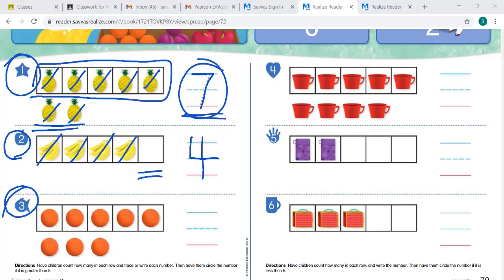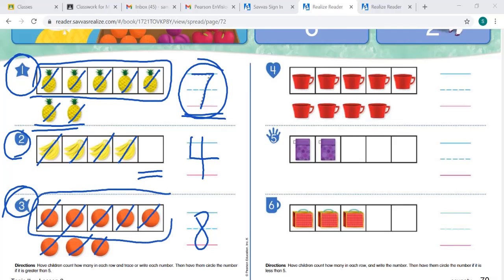Let's look at number 3. Let's count them. 1, 2, 3, 4, 5, 6, 7, 8. Let's write down 8. Is 8 greater or less than 5? Well, if we look at our 5 frame, it is all full, and we have extra oranges here. So it is greater.